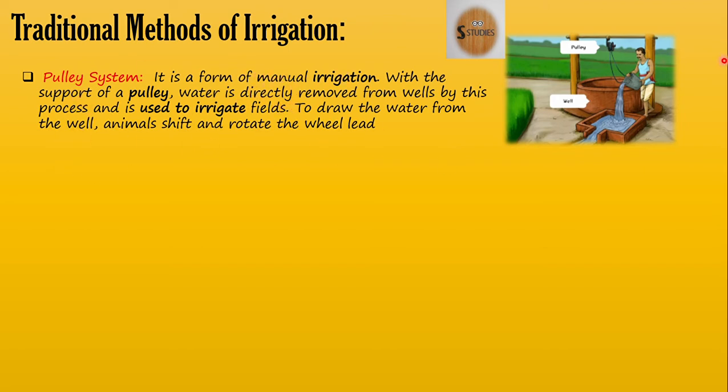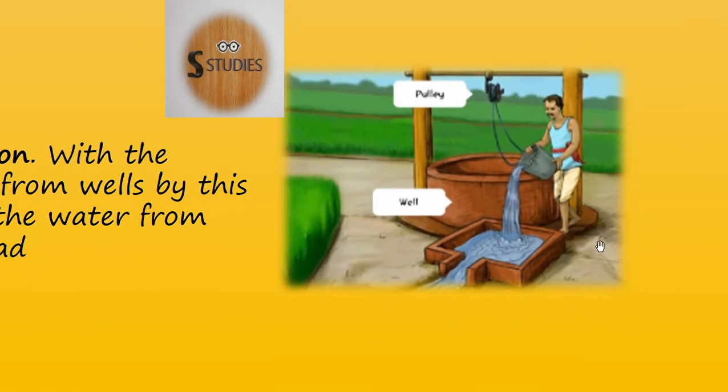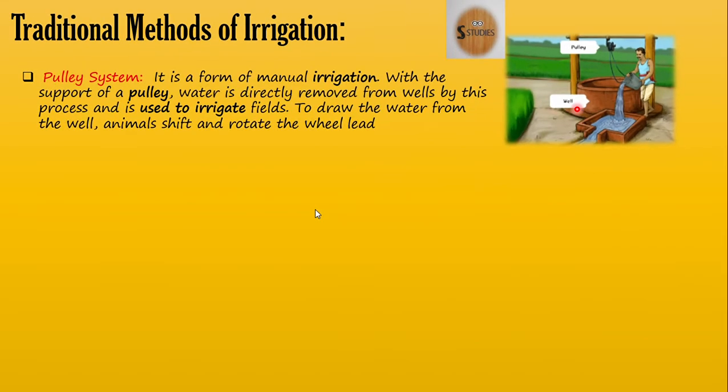Now how do they do it? Let's see. This is a picture of manual irrigation. In this, a man is drawing the water from the well and pouring it down. So in this you can see a canal formed. With this canal the water enters the field. So this is called the pulley system.